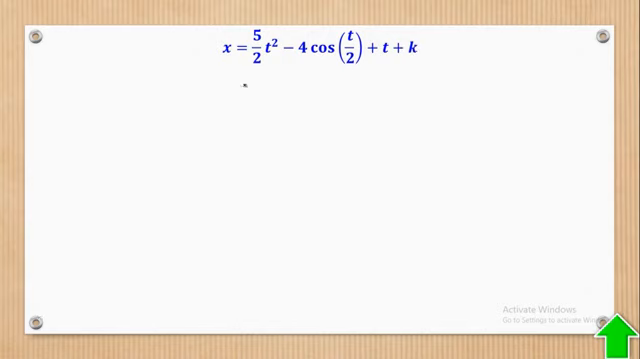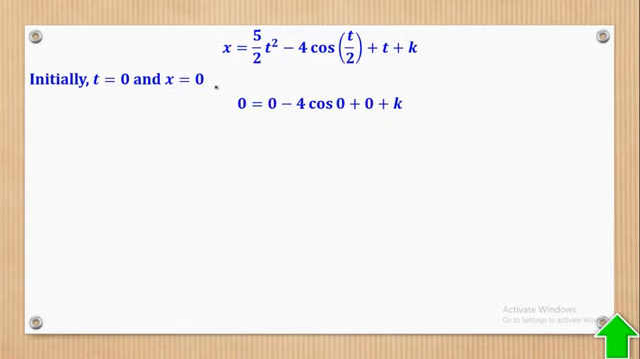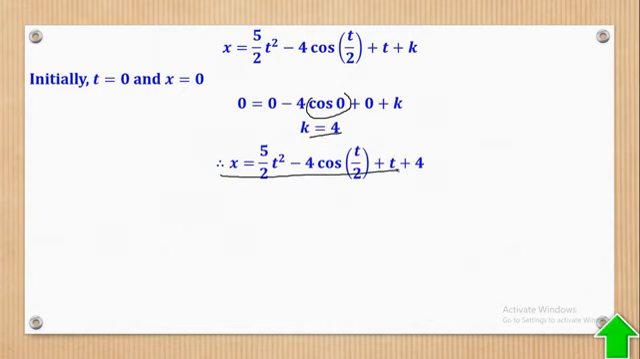So integrating will give me that. Initially t is equal to 0 and x is equal to 0, so I'll substitute for t and for x to come up with k as 4, because cos 0 is 1. Therefore x is equal to that.